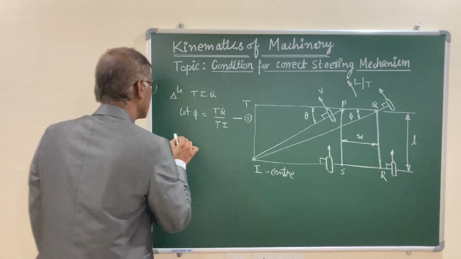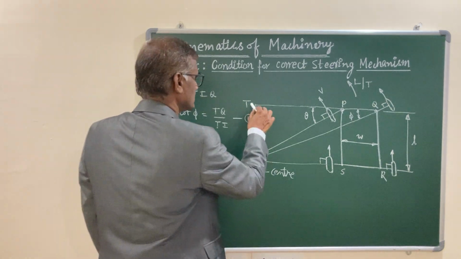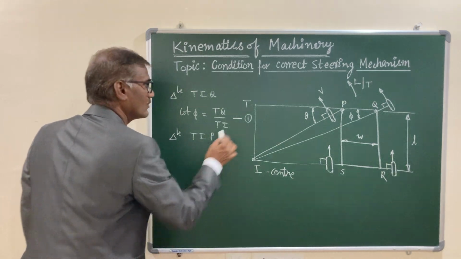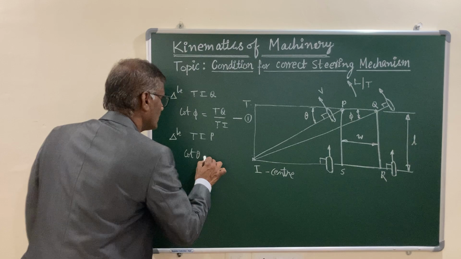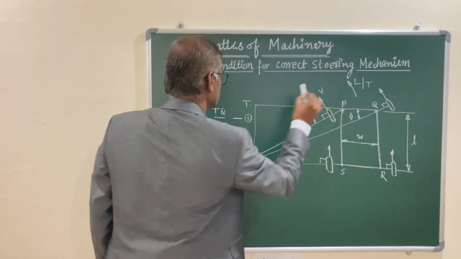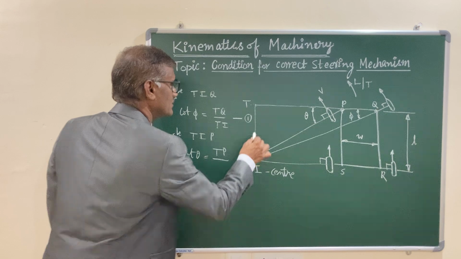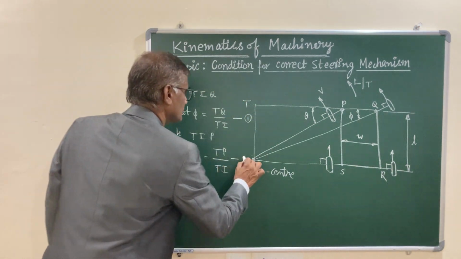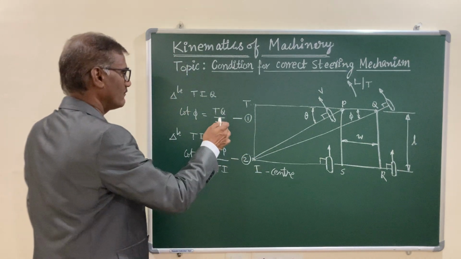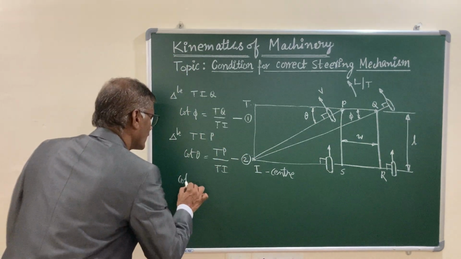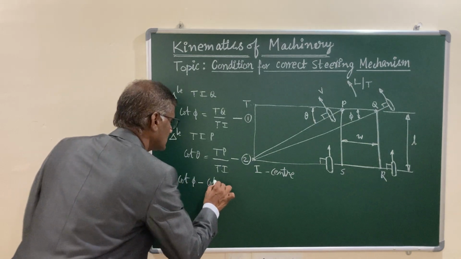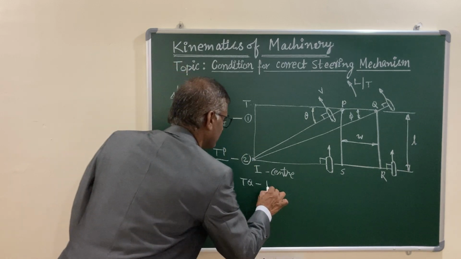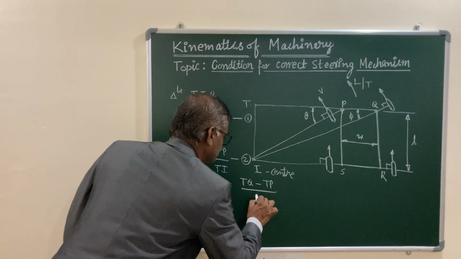And from the right angle triangle, let us consider TIP. From this, write down what is cot theta. Cot theta is equal to the adjacent side TP and the opposite side TI. This is the opposite side. Now this you call equation 2. So equation 1 minus 2, let us write down: cot phi minus cot theta is equal to TQ minus TP divided by TI.